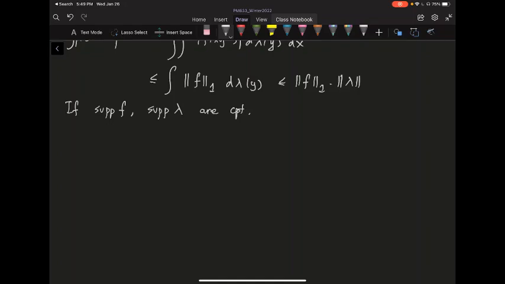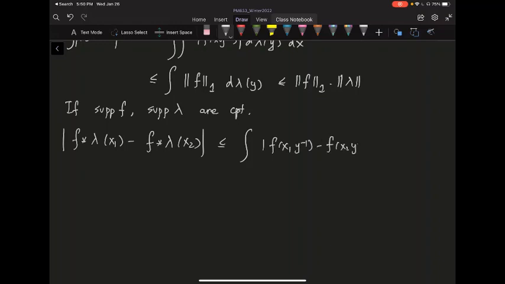I also want to show that this one is not only in L1, but it's actually also continuous. So why is it continuous? Well, if I want to evaluate, say, the convolution at x1 minus the convolution at x2, by definition this is less than or equal to, moving the absolute value inside, the integral of f(x1 y inverse) minus f(x2 y inverse), d lambda(y). So this is the definition.